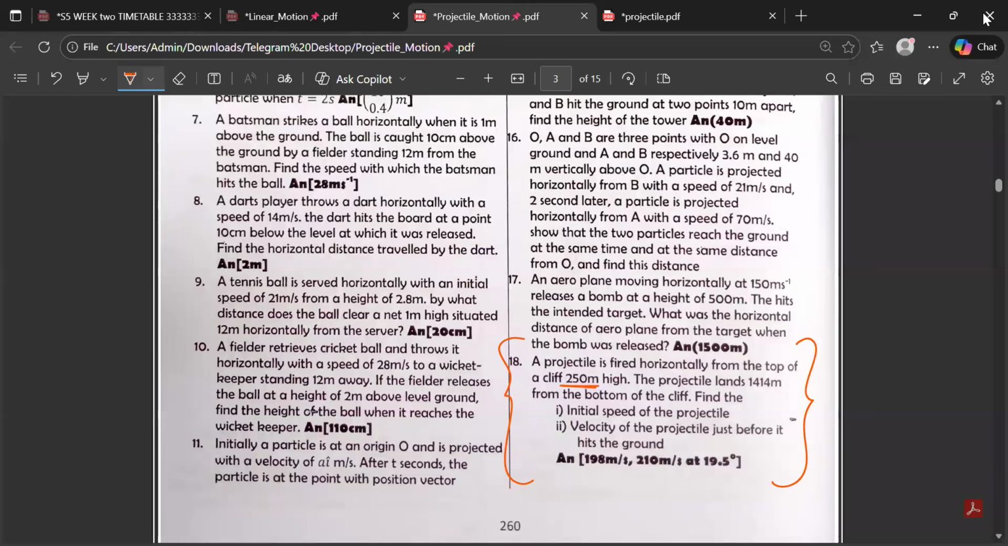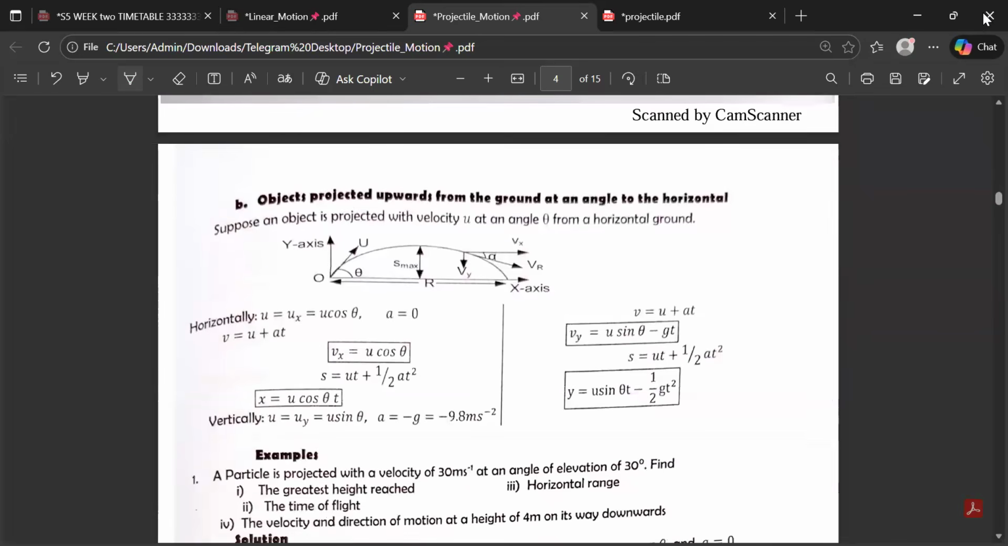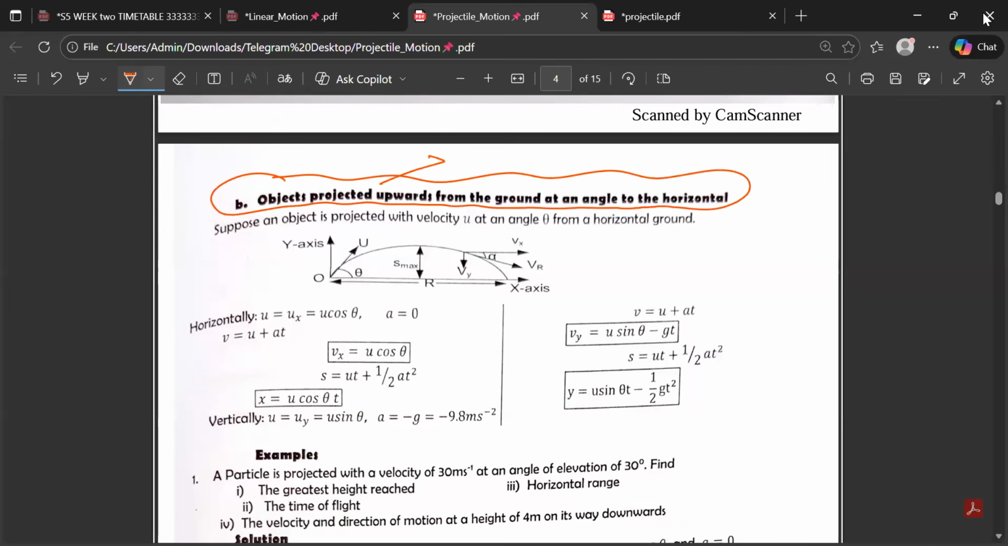250 high from the bottom, initial speed, velocity. We have tried our level best to derive that stuff. It's very, very sensitive. Okay. This is our next stop: objects projected upwards from the ground at an angle to the horizontal. That is our next stop. I told you already.